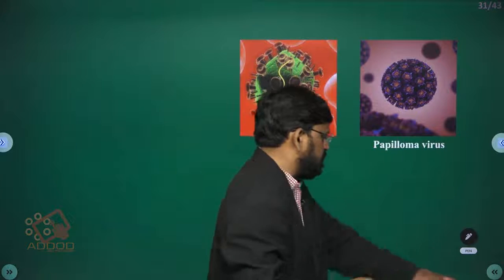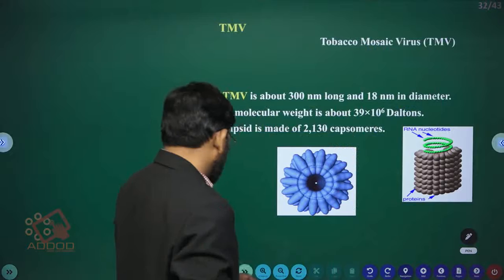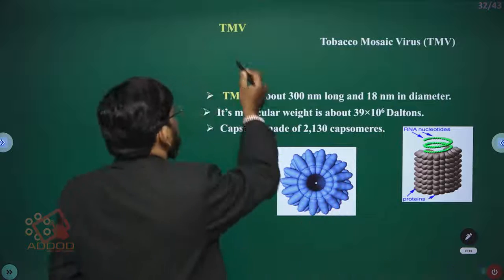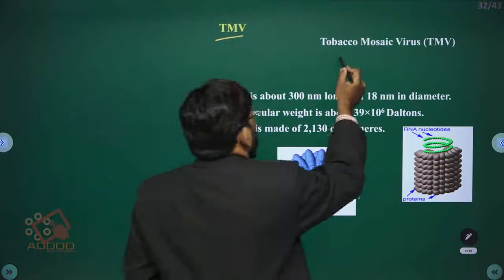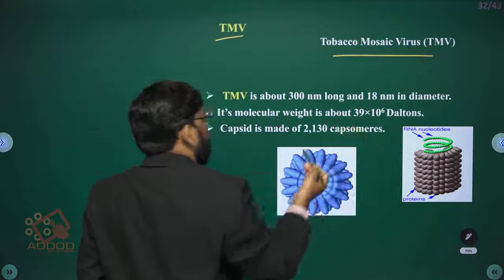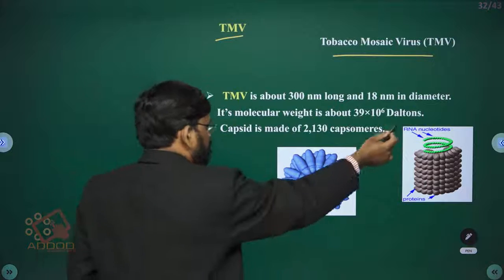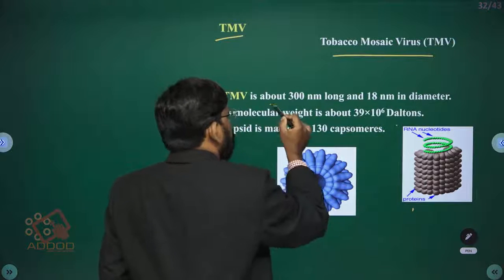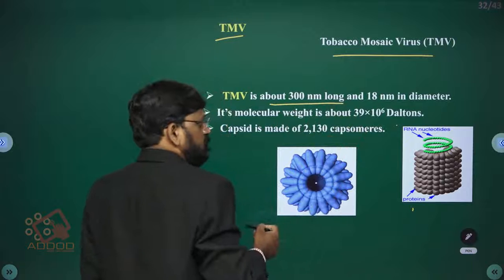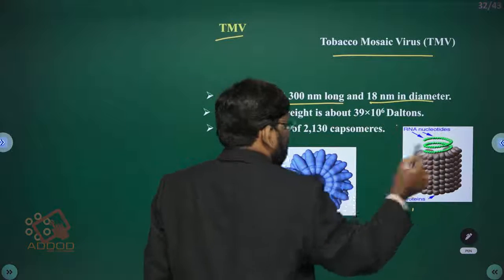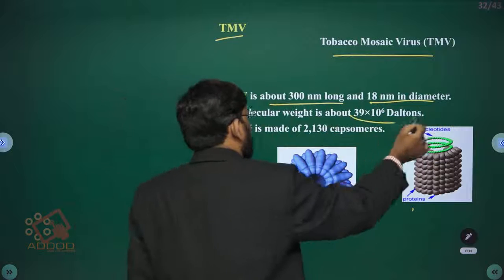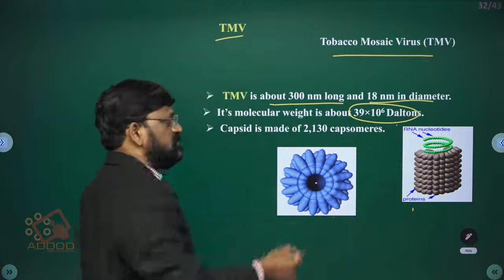This is a virus whose genetic material is RNA, the tobacco mosaic virus, which causes a disease called tobacco mosaic disease. The tobacco mosaic virus is 300 nanometers long and 80 nanometers in diameter, and the molecular weight of this TMV is 39 into 10 to the power of 6 Daltons.